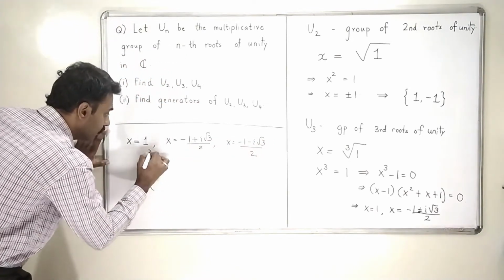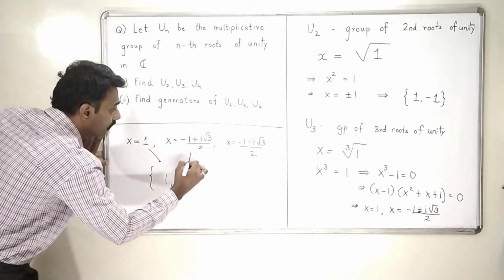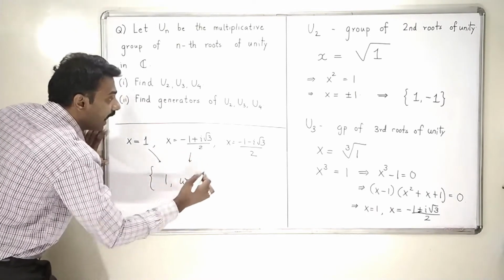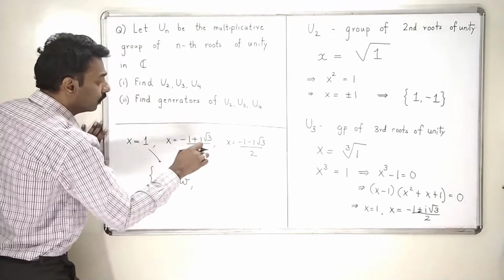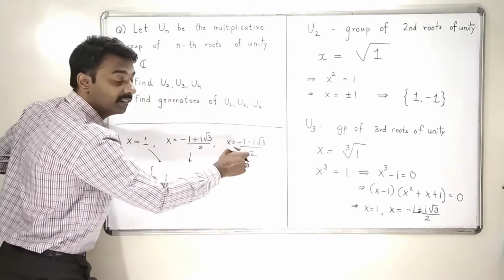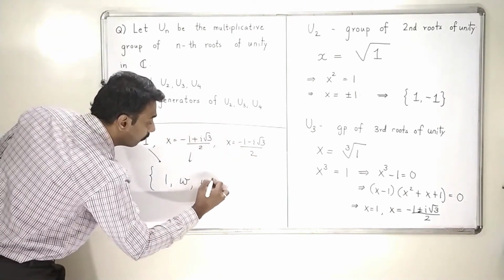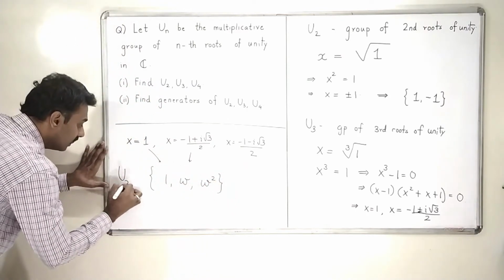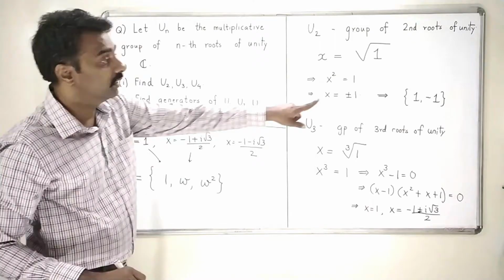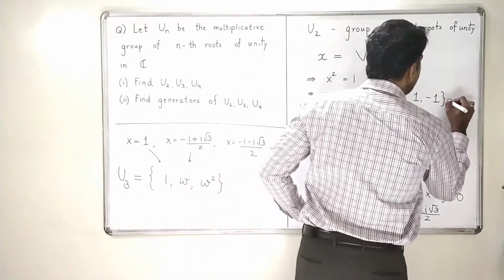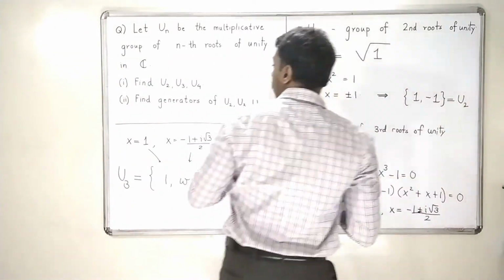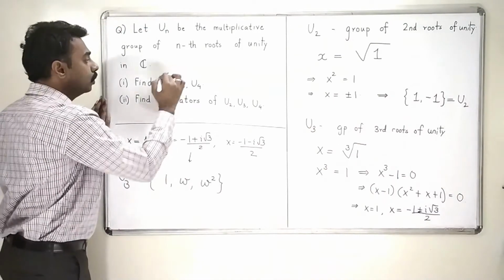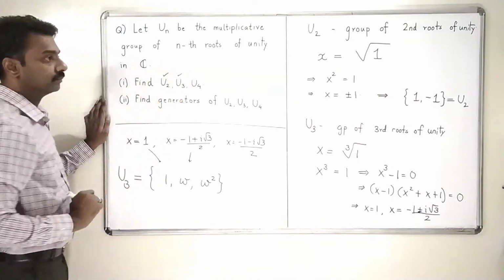And all of you know that this set is 1, this is omega, and if you take the square of this element, you will get this element which is omega square. So this set is U3, right? Whereas this set was U2. So we have found U2 and U3.